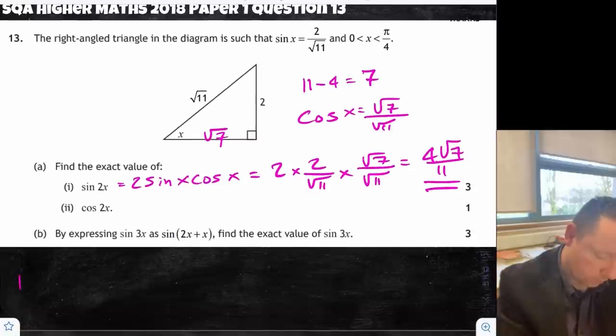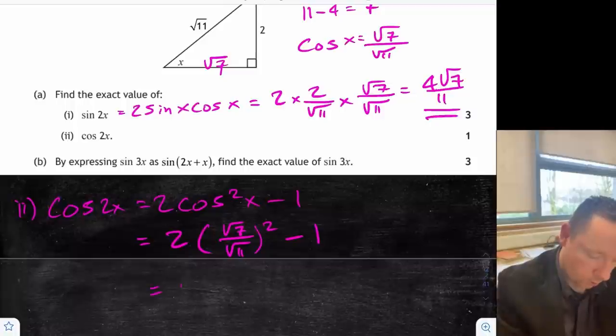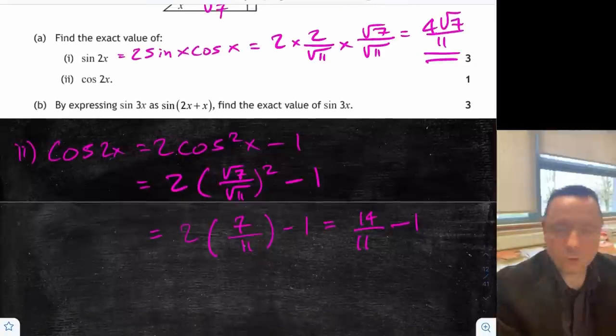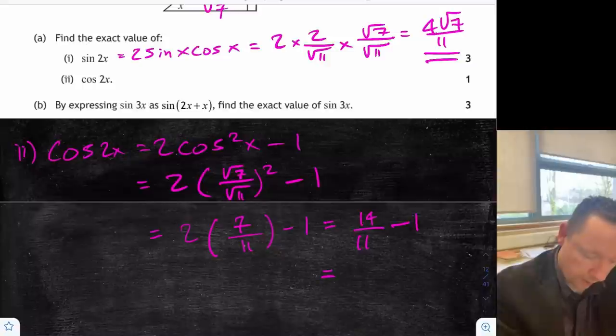So for part 2, cos 2x is 2 cos squared x minus 1, using the start of the formula sheet. So that's 2 times cos x, which remember was root 7 over root 11. I'm going to square that and then take away 1. That's 2 times root 7 squared, which is 7, over root 11 squared, which is 11, minus 1. 2 sevens is 14 over 11. Take away 1, or 11 over 11, is 3 elevenths. So we get 3 over 11 as our answer for part 2.